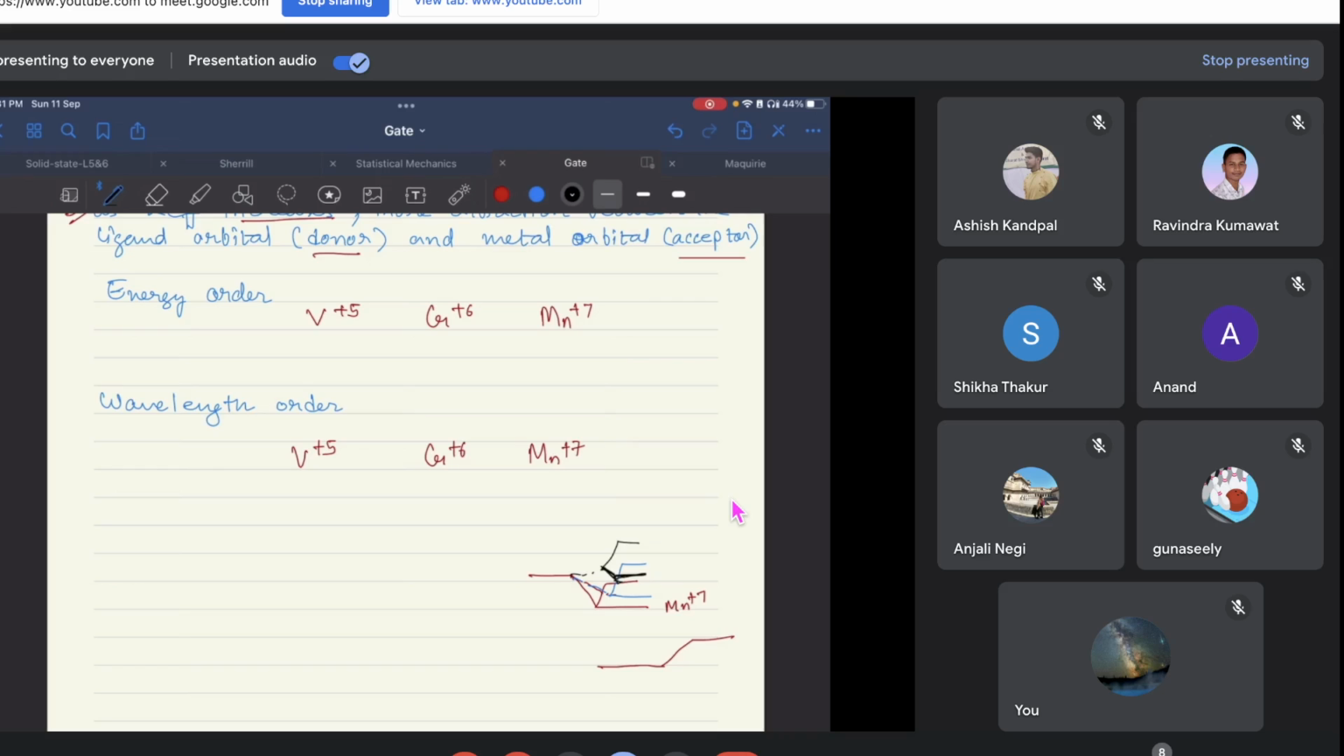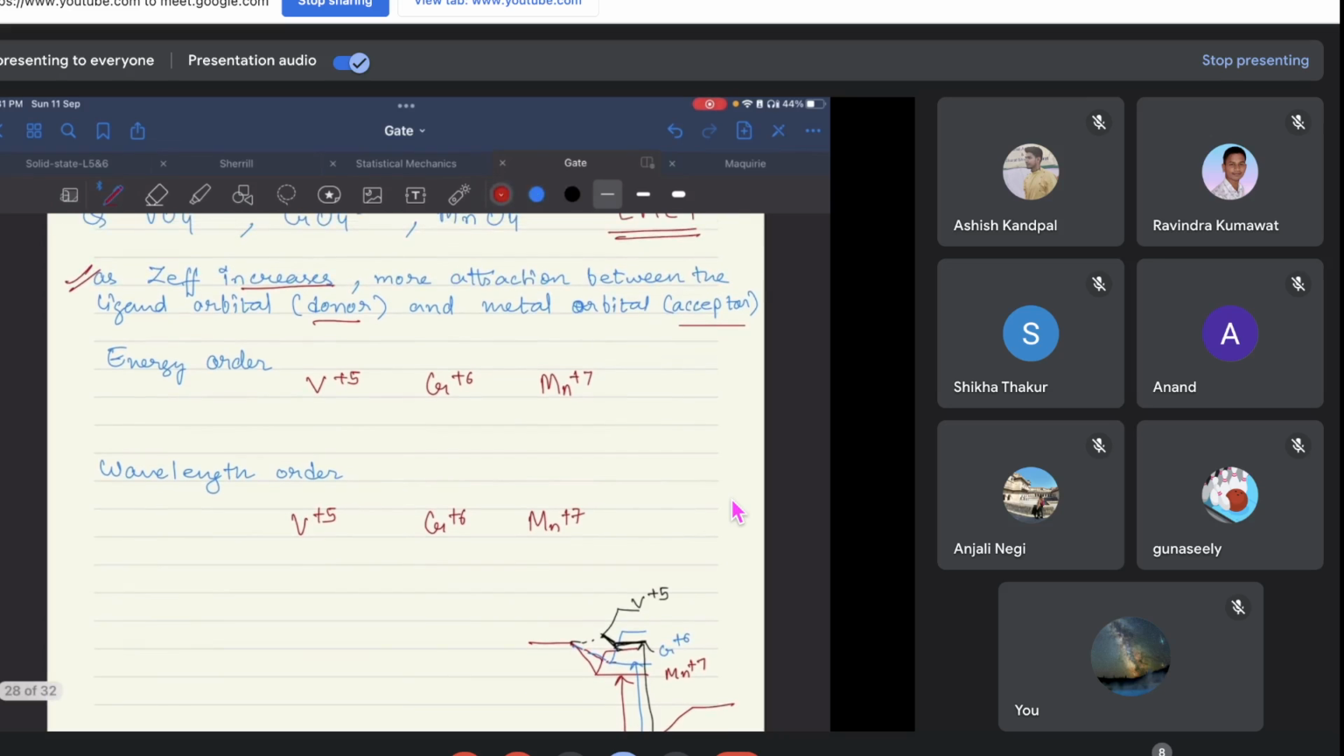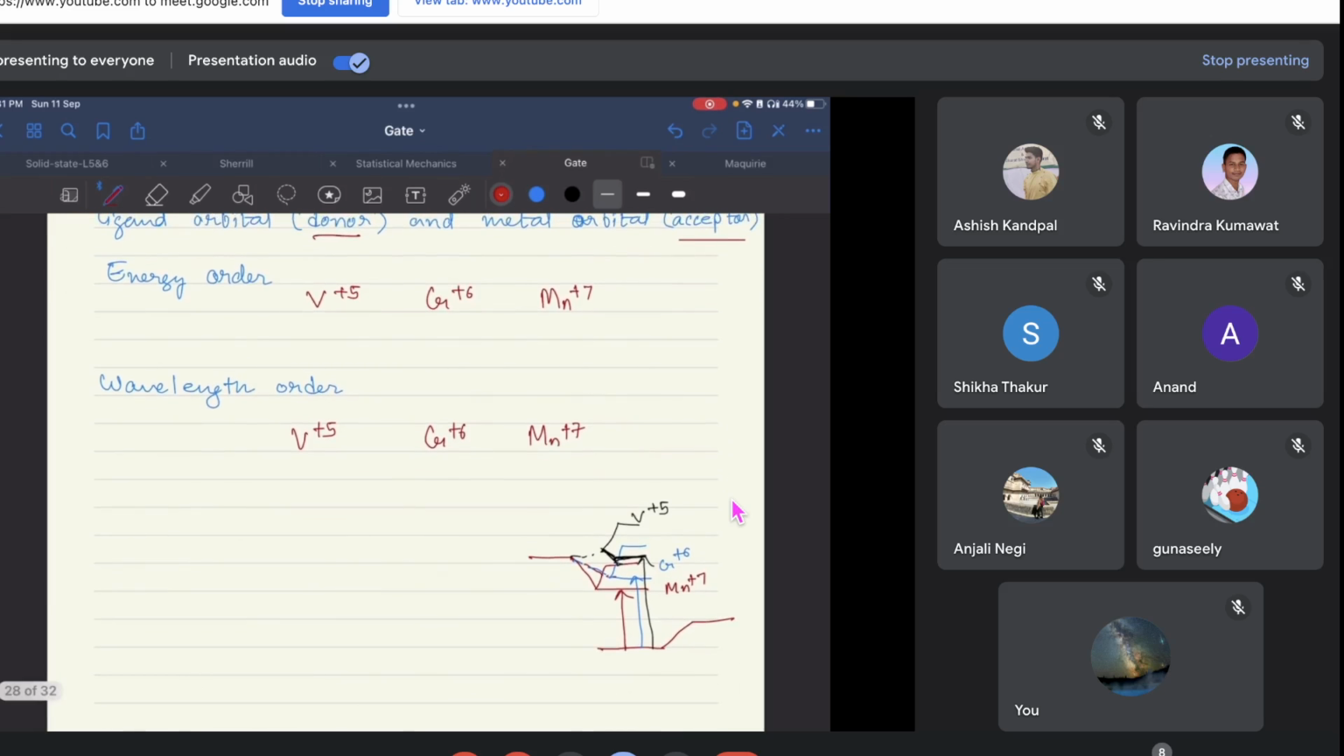so overall, for the transition from ligand to metal, the energy order will be highest in vanadium, and then chromium, and then manganese. So this is the energy order.